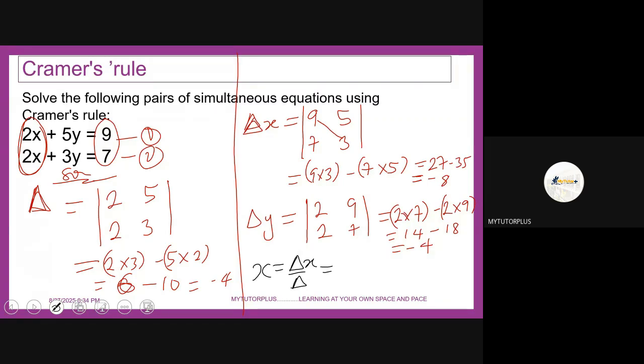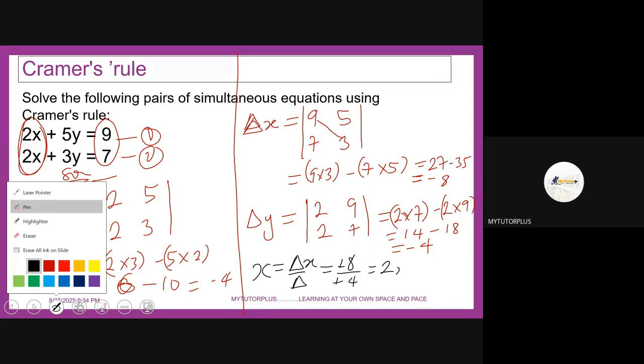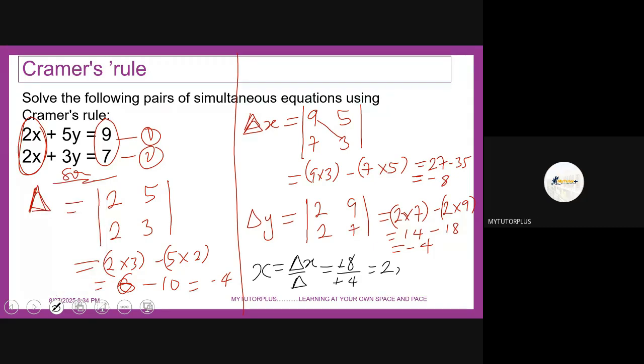What is my delta x in this place? Minus 8. Minus 8 divided by, what is the value of delta from our solving? Minus 4. And that should give a minus and minus to go, right? And that will finally give us what? 2. Do you get that, everybody? Yes.